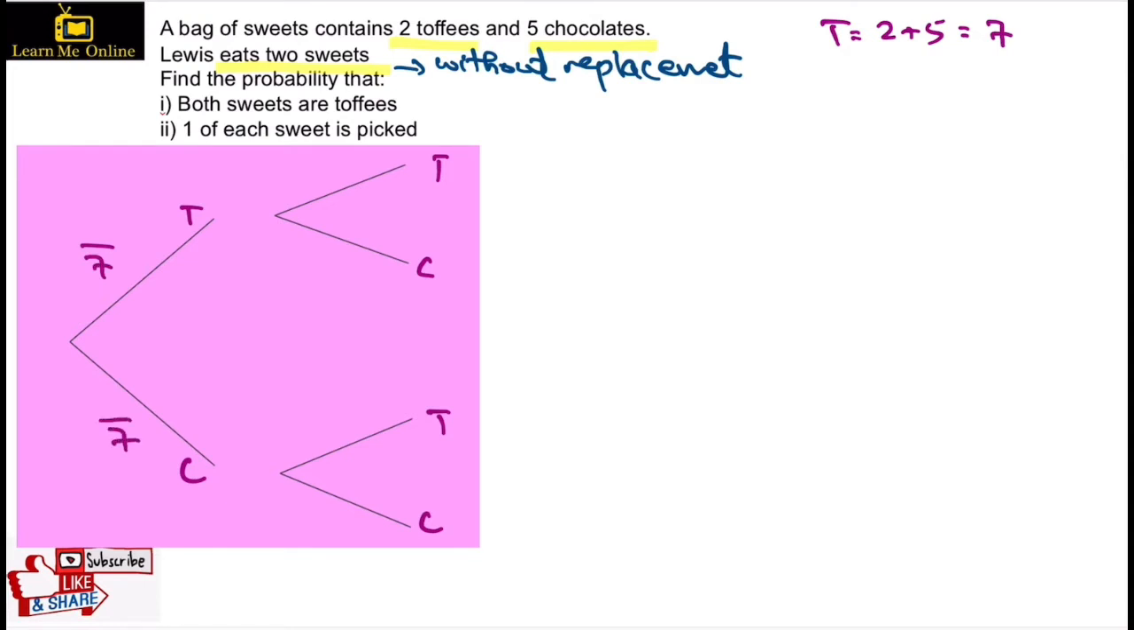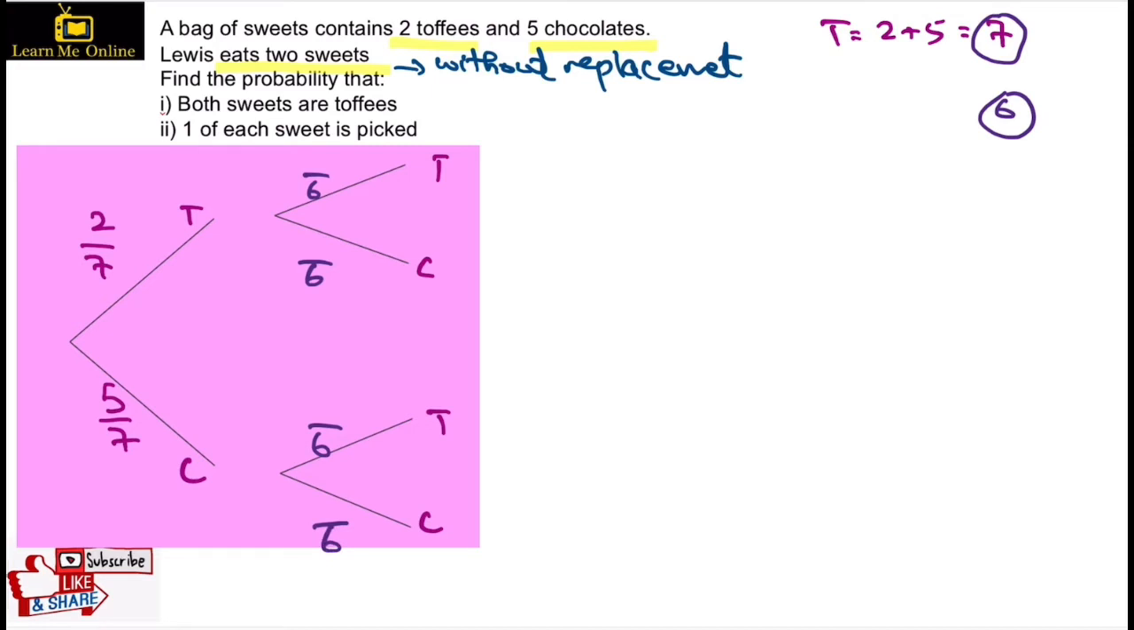Now, two of them are the toffee, so it would be 2 on the top, and here it would be having 5 on the top. We know that 2 plus 5 makes 7, so that would be adding up to 1 then. Let's have a look at the next one now. Because this is a question of without replacement, when I write down my next fractions, they will all be reduced by 1. So before we had a 7, the total. Now we see that the new one would be 6. So I'm writing down the denominators to be 6, 6, 6.